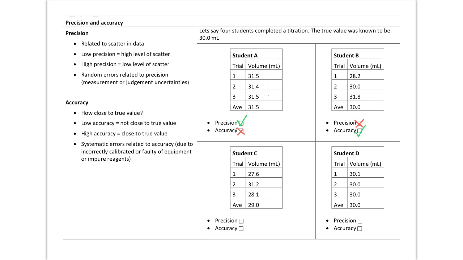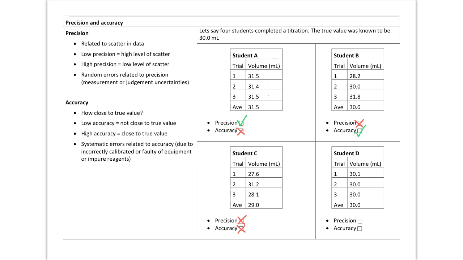We'll now look at student C. Once again, this student 27.6, 31.2, 28.1. So we would say precision, not good. They're all over the place, well past 0.1 mil from each other. So they get a cross, no good for precision. And their average is 29 from those numbers. So they're still 1 mil off. So we're going to say not very accurate.